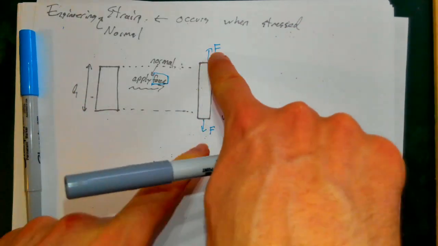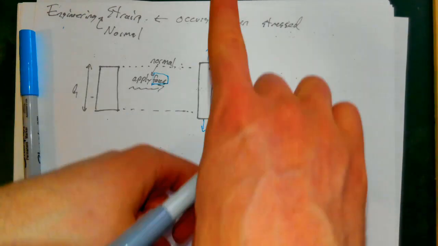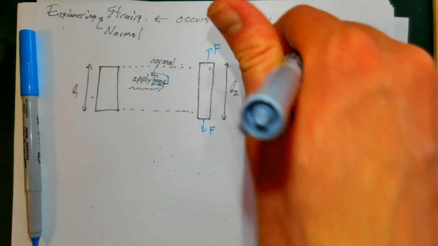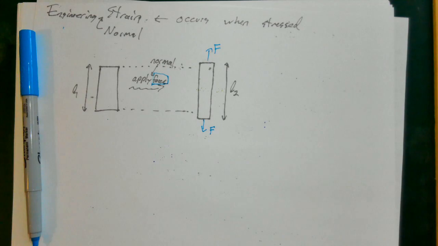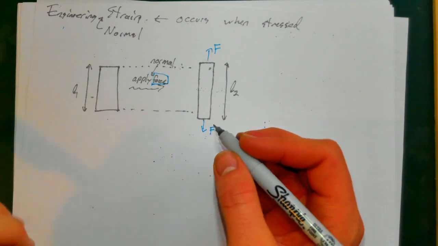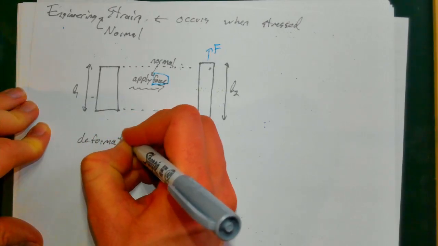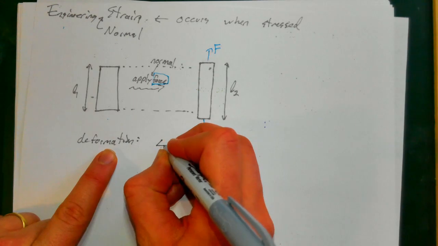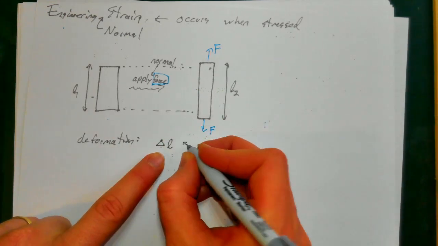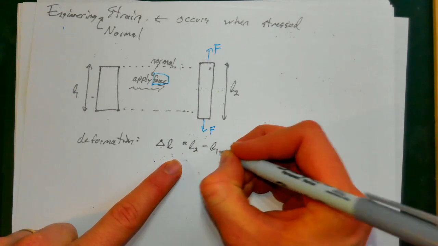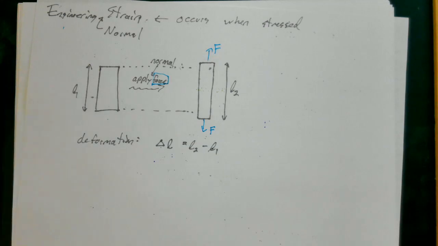And if you apply forces in this tensile direction, in the stretching direction, it gets longer, right? So it deforms in the direction that you're applying forces. And we might call its deformation delta L, and we'd say its change in length would be its final length minus its initial length, so L2 minus L1.